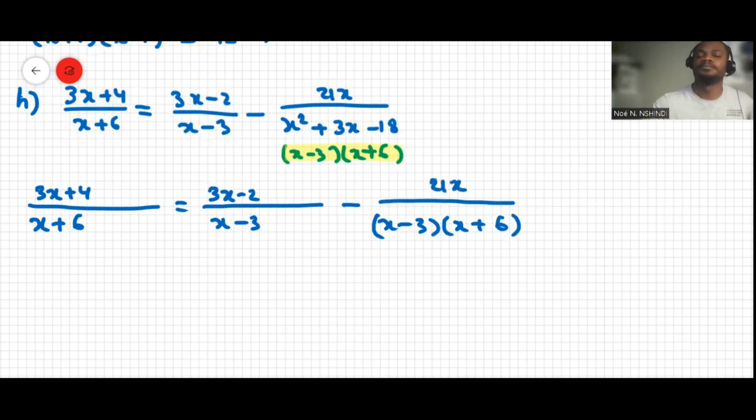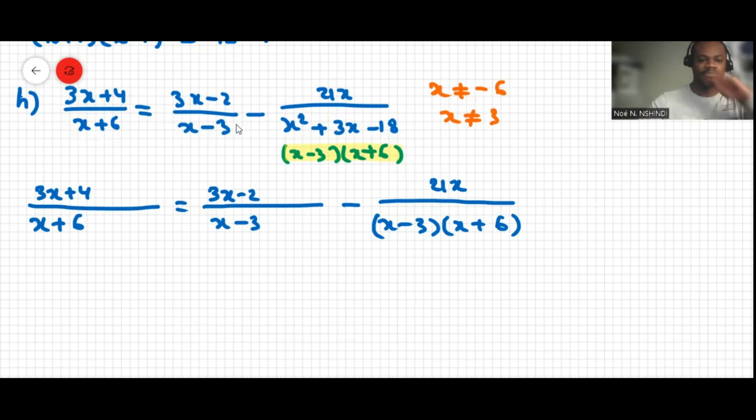Now, maybe let's do the restrictions here. The restriction here is that x cannot be -6 or x cannot be 3, okay? Because if x is -6, we sub that, we're going to get a denominator of 0, or if it's 3, the denominator will be 0, and then we cannot solve this.